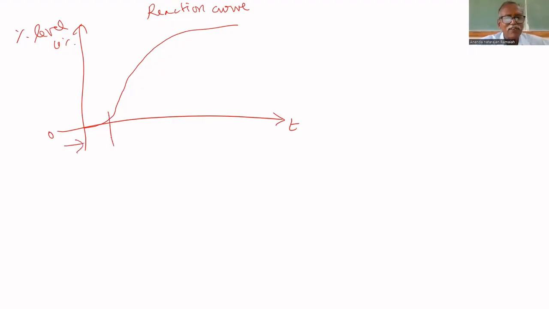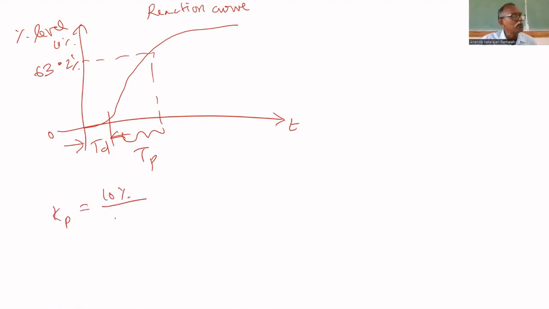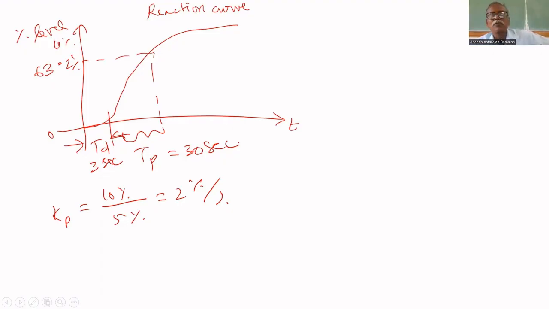Find the dead time from the graph. Find the time constant: the time taken to reach 63.2%. You got TP and TD from the graph. KP you won't get from the graph, but KP equals what? Change in level, 10%. What is the change in input? 5%. That's why you got 2% per percent. TD from the graph is 3 seconds, TP is 30 seconds. I'm just writing some rough values: 3 seconds, 30 seconds, 2%.